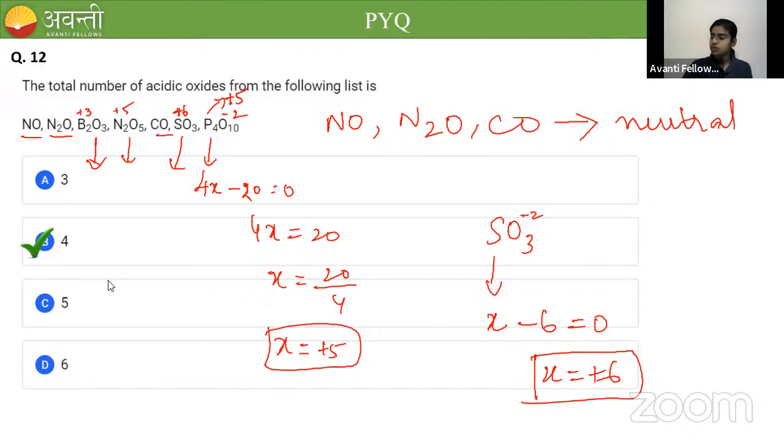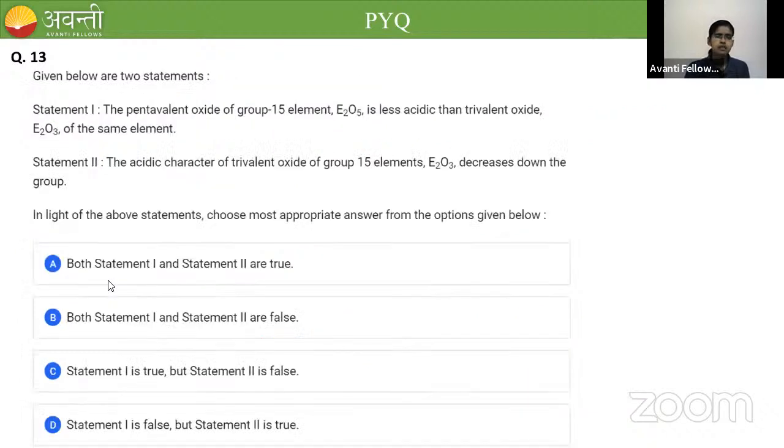So moving on to one more question. Question number 13 for today. You see, most of the statement type questions are asked from the p block elements. All these are previous year questions of JEE and NEET. So most of the questions are statement type questions. So you have to concentrate accordingly and prepare for your exam, right?